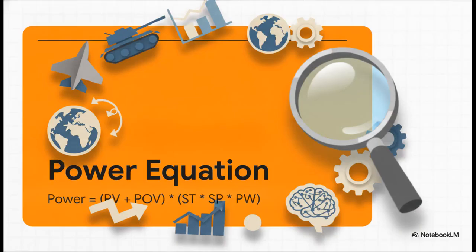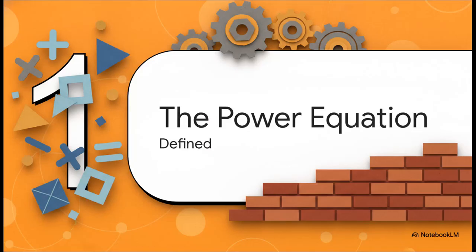To solve that puzzle, we use ÜNALDI's power equation. It goes like this. Power equals PV plus POV, multiplied by ST times SP times PW. I know, it sounds a bit like alphabet soup right now, but stick with me. In international relations, this isn't just some abstract theory. It's a diagnostic tool. It moves us away from just counting tanks or measuring landmass and introduces behavioral strategy to calculate a nation's true, actionable strength. All right, let's break this down.